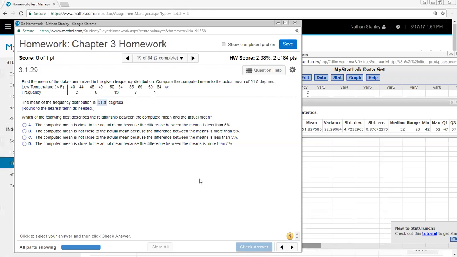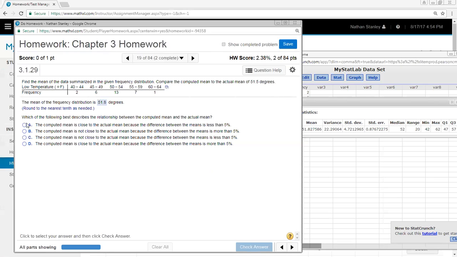Well, I'm going to take the difference of 0.3 on my calculator. I'm going to take 0.3 and divide by 51.5. So I have 0.3 divided by 51.5, and I get 0.0058, which would be in percent. If I take that times 100, that's 0.5825%. In other words, the difference is a very, very small percentage difference. It's much less than 5%.